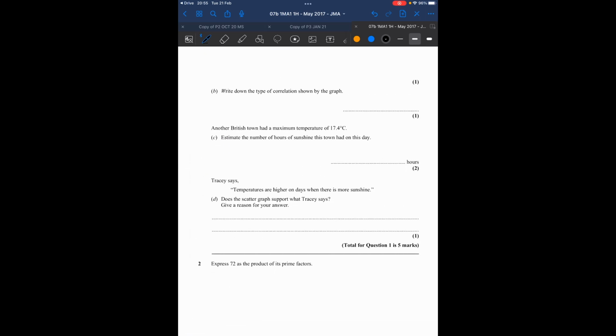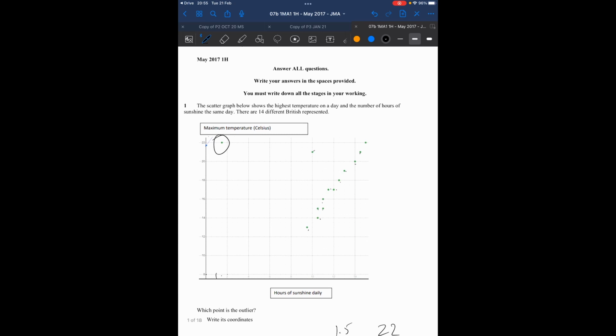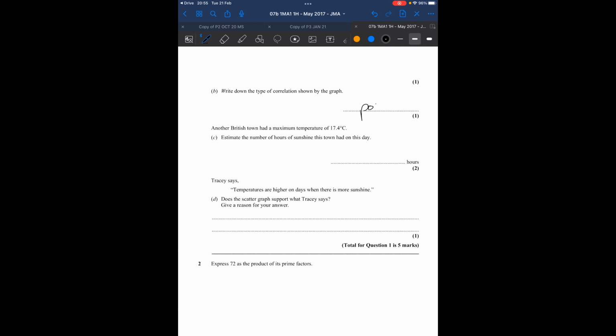Write down the type of correlation shown by this graph. So correlation, we're going to talk about positive, no correlation, or negative. So I would say that this one is fairly positive. Okay, so positive correlation.